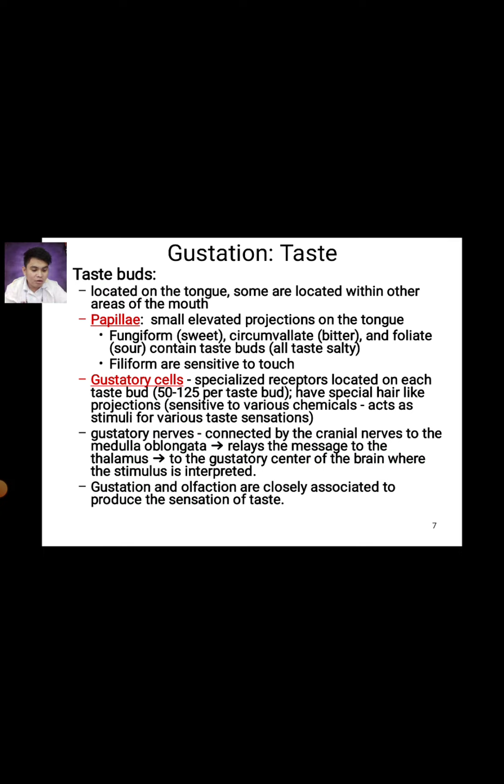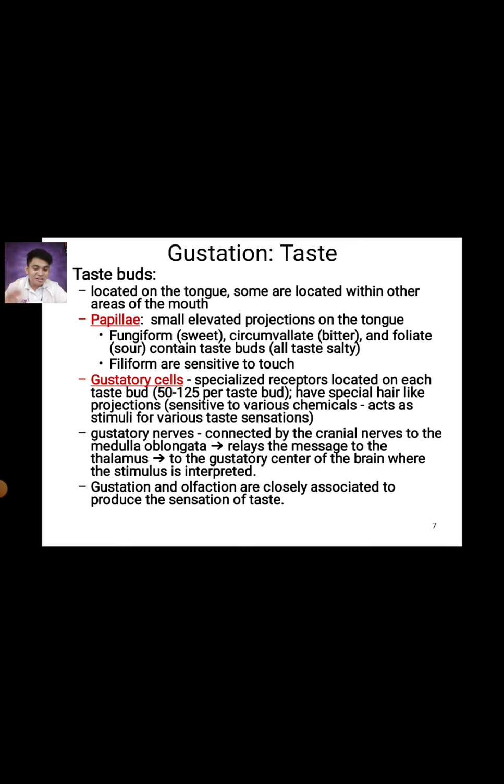Fungiform, sweet. Circumvallate, ibig sabihin nito is bitter pala. And foliate, which is sour, contain taste buds, all taste salty. Filiform are sensitive to touch. Yan. And nagutom tuloy ako.